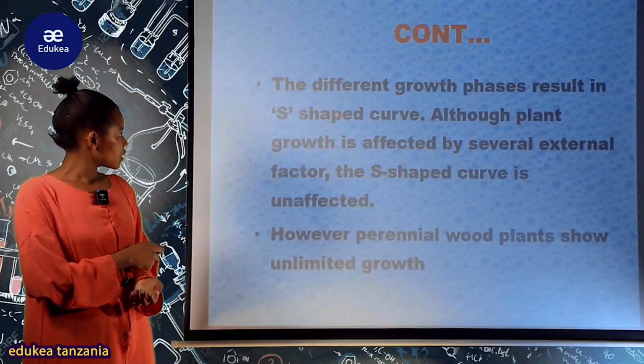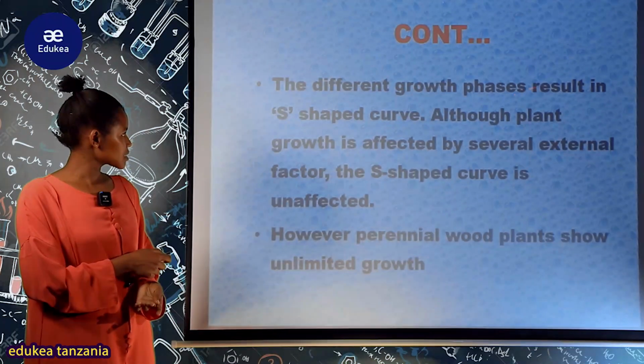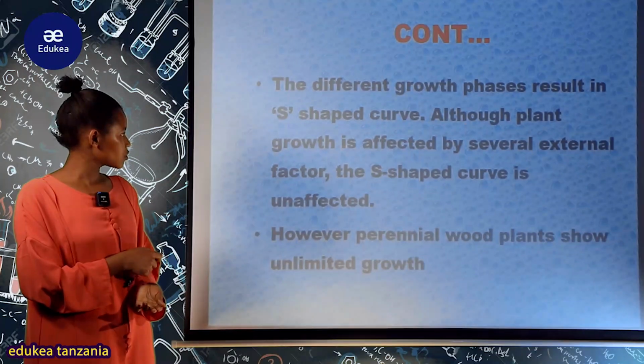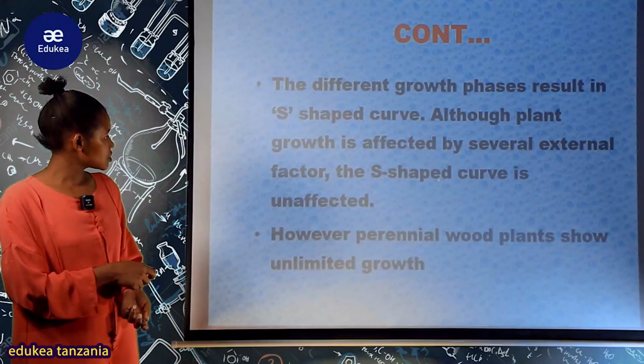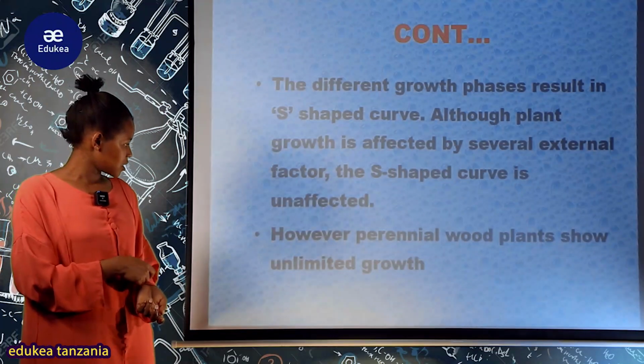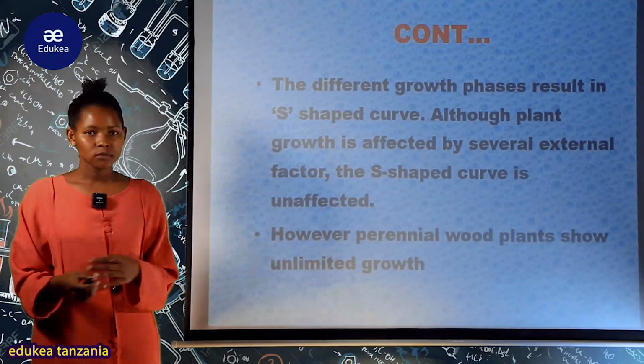Okay, now we are going to look at the other thing. The different growth phases result in an S-shaped curve. Although plant growth is affected by several external factors, the S-shaped curve is unaffected. However, perennial woody plants show limited growth.